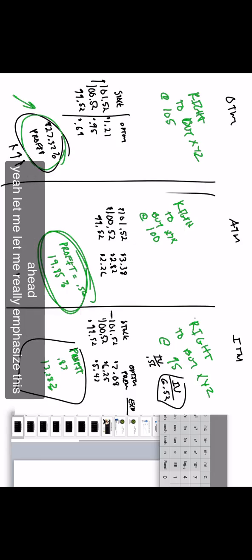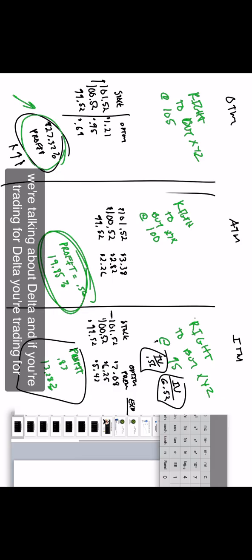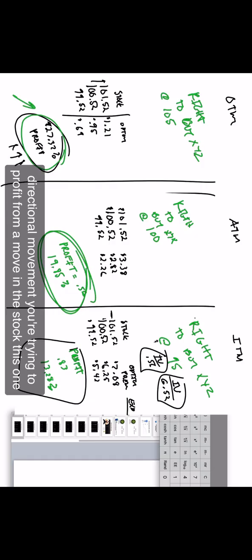Yeah, let me really emphasize this point, because this right here is exactly why, when we buy an option and we're talking about delta, and if you're trading for delta, you're trading for directional movement. You're trying to profit from a move in the stock.